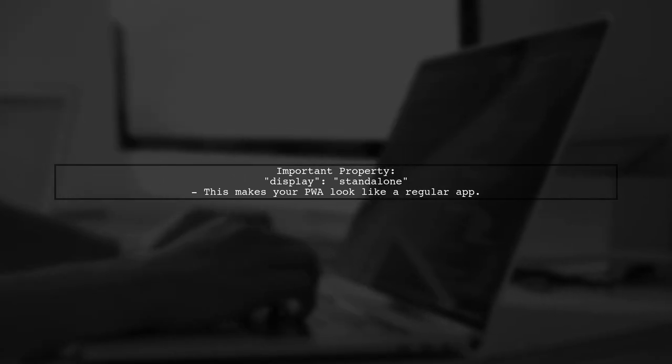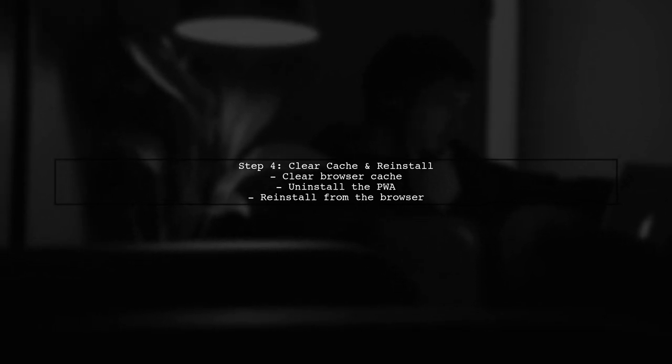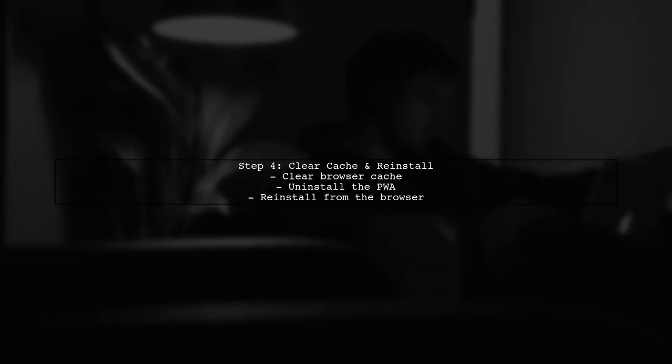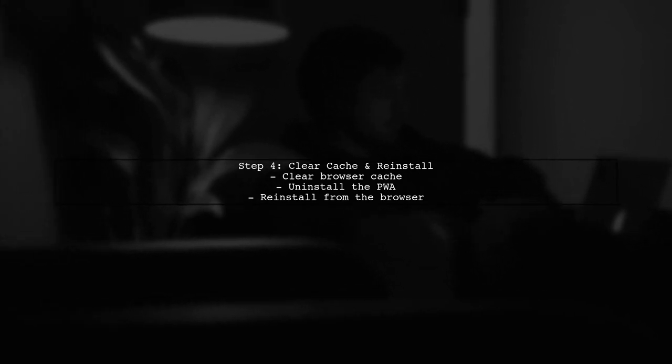Next, ensure that the display property in your manifest.json is set to standalone. This setting allows your PWA to run like a native app without the browser UI. After updating your manifest.json, you may need to clear your browser cache and reinstall the PWA to see the changes take effect. This ensures that the new icon is used instead of the default Chrome logo.